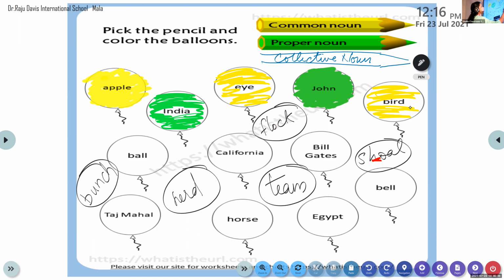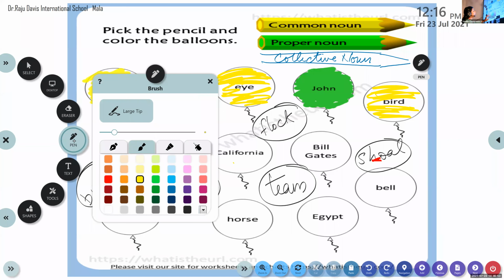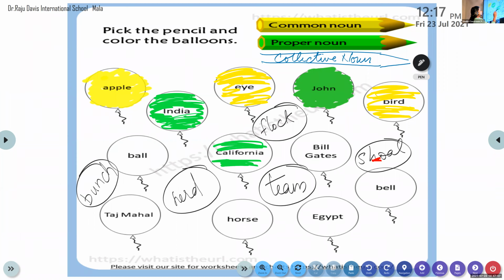Ayush. Come on, Ayush. I'm going to move on to California. What noun it is? Is it proper noun? Proper noun. Very good. It's a name of a place. So it is proper noun. So what color I have to give? I have to color California in which color? Green. Very good. I have to color it in green color, as California is a proper noun. Okay. Now let's move on to the next person.